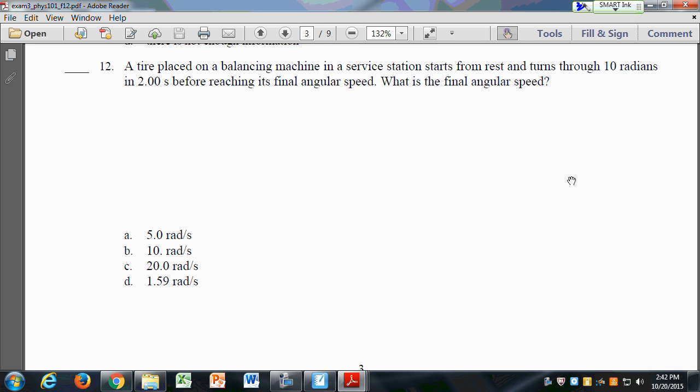Okay, here's a kinematics problem. This is a pretty good indicator of what you'll see. Again, fairly straightforward, one-step problems. You need to be able to read the problem and know what it is that you're looking for. So I have a couple things. Starts from rest. That tells me omega naught. It moves through 10 radians. That tells me theta. In 2 seconds, that tells me t, before reaching its final angular speed. That's omega. So I'm looking for omega.